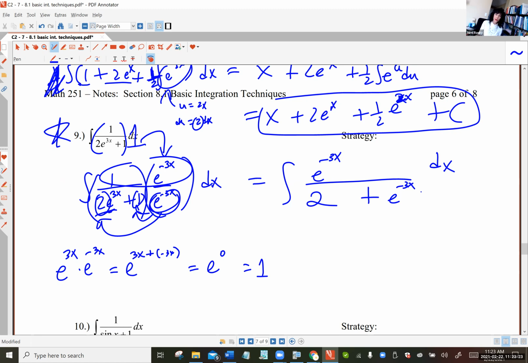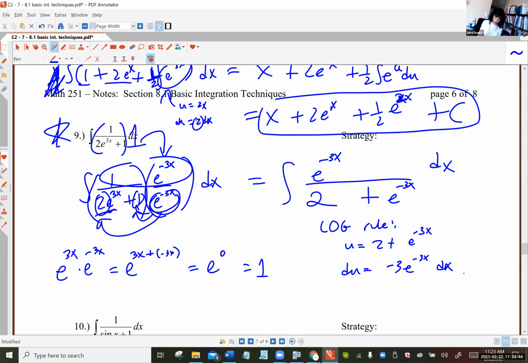Because now this integral is integrable. You can do it. What rule of integration? The log rule. The log rule is going to work for us now. Why? Because if you let the denominator be the u, 2 plus e to the negative 3x, du is going to be negative 3 e to the negative 3x dx.